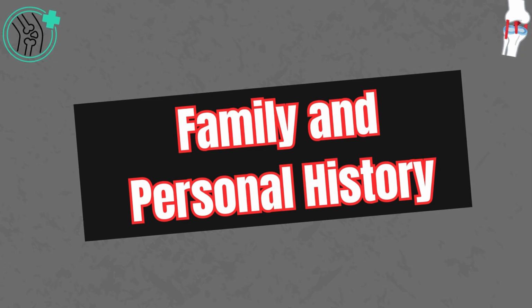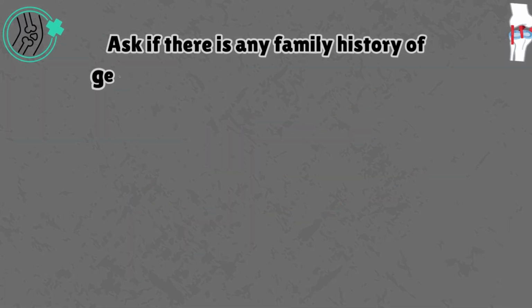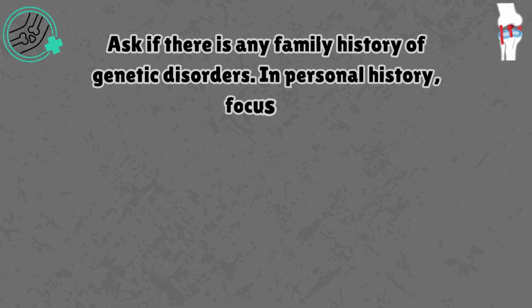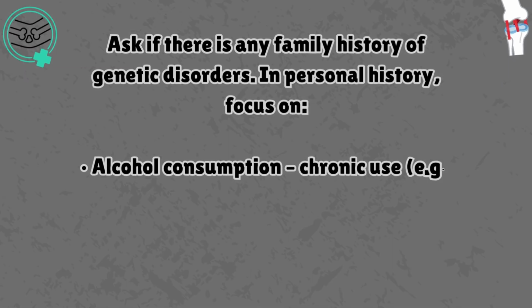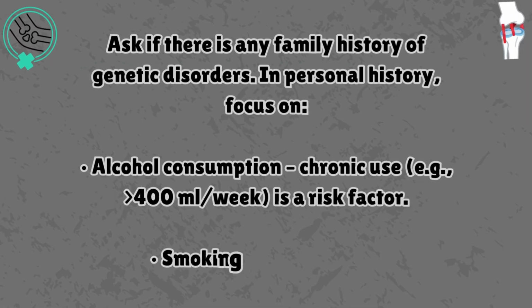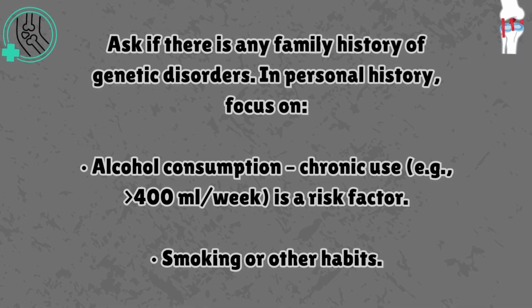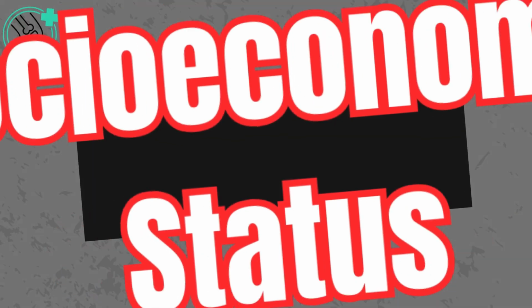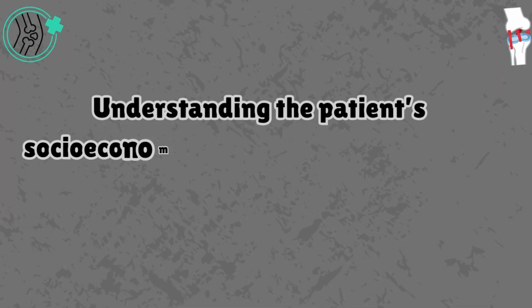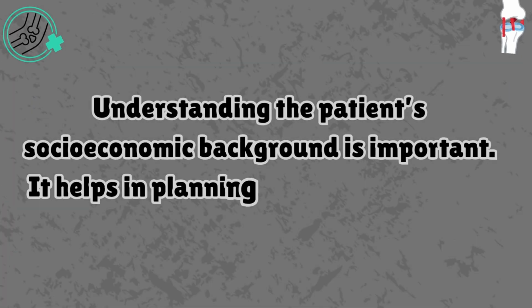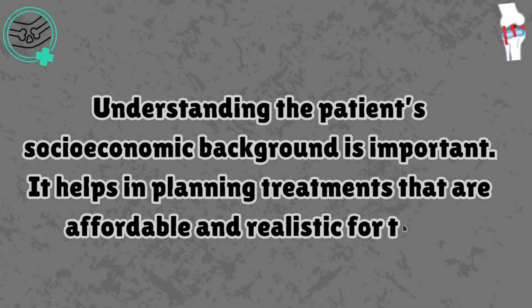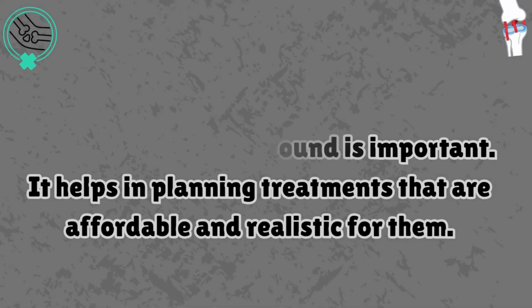9. Family and personal history. Ask if there is any family history of genetic disorders. In personal history, focus on alcohol consumption, chronic use, smoking or other habits. 10. Socioeconomic status. Understanding the patient's socioeconomic background is important. It helps in planning treatments that are affordable and realistic for them.